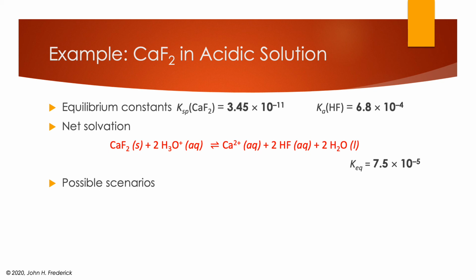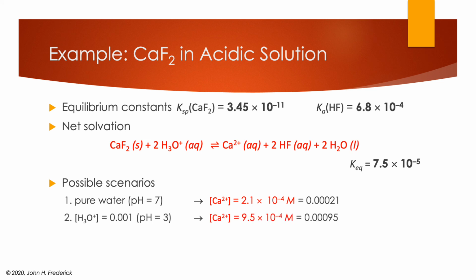Let's see how this works out. When I run some scenarios, if I dissolve it in pure water, the concentration of calcium ion I'm going to get is 2.1 times 10 to the minus 4. So a small amount. If my hydronium ion concentration is 0.001, that's a pH of 3, it raises my calcium ion concentration by a factor of 4 over what it was in pure water. If I further raise the acidity to a pH of 1, now my calcium ion concentration is up to 1.2 times 10 to the minus 2. So we've increased it quite substantially from the pure water case.